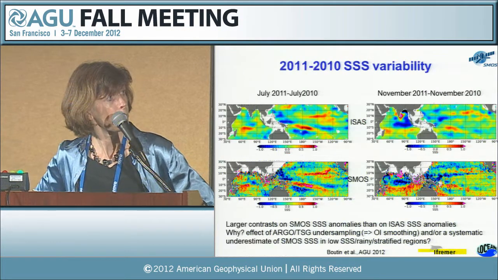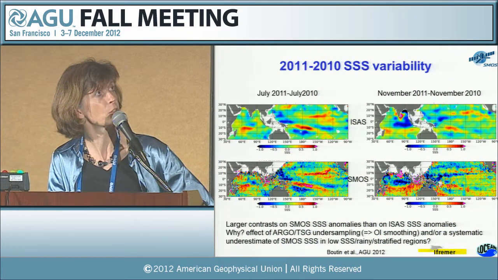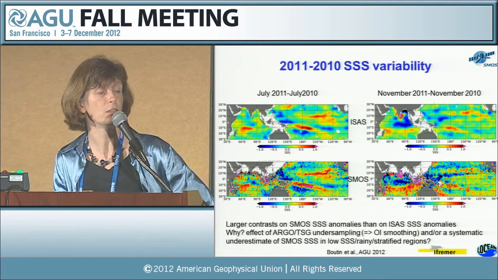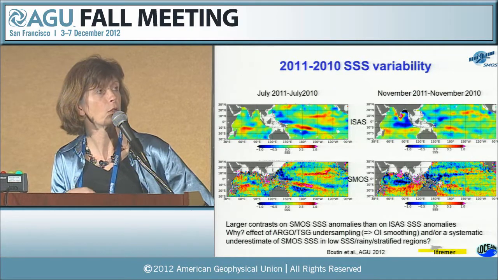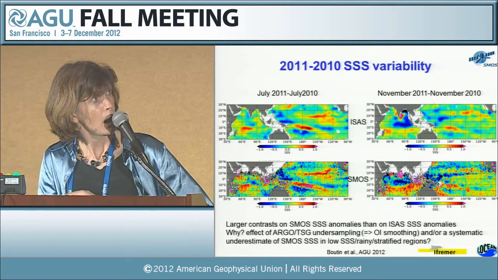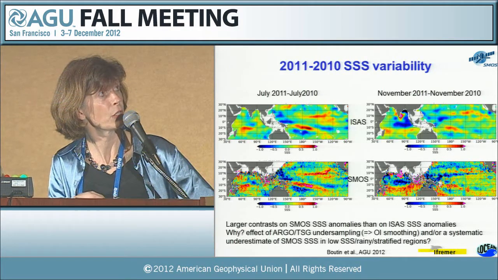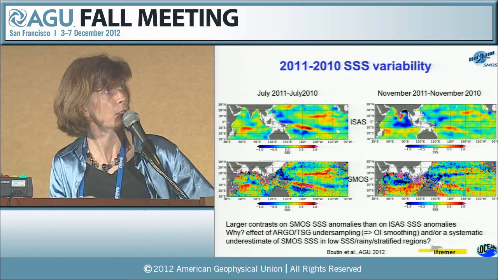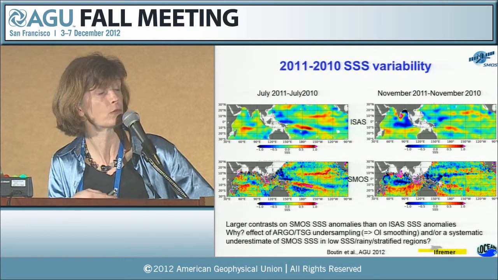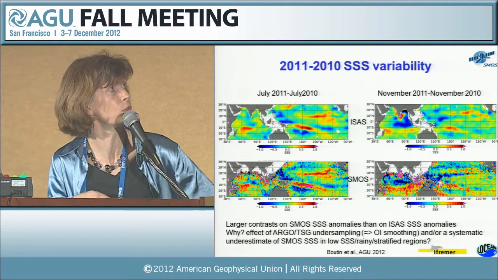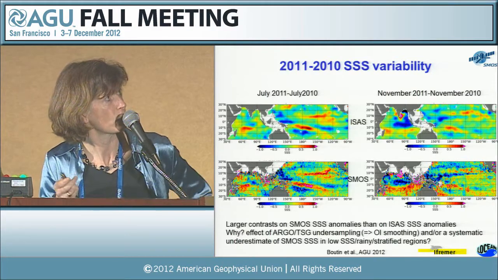So now I'm going to look in more detail at the 2011 minus 2010 sea surface salinity variability, and I will show that some features are also related to the rain impact. In fact, with SMOS, we sampled the 2010 year, which was a strong La Niña year, at least for the second part of the year, and this will be more detailed in the talk of Joachim Balabrera given by Jordi after that.